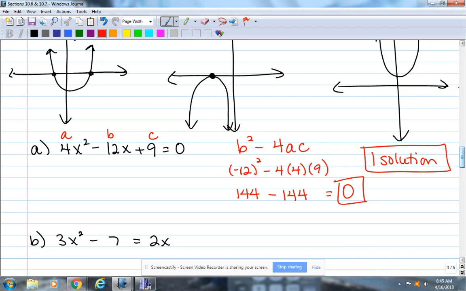Any questions about problem A? So you're just working it out to get a number. And then based on that number, you tell how many solutions there are.